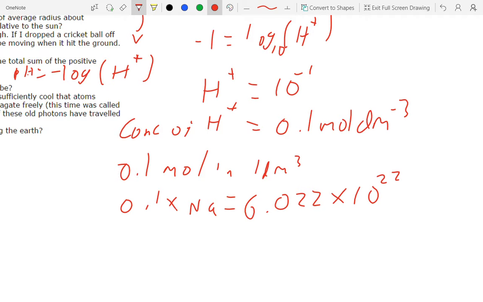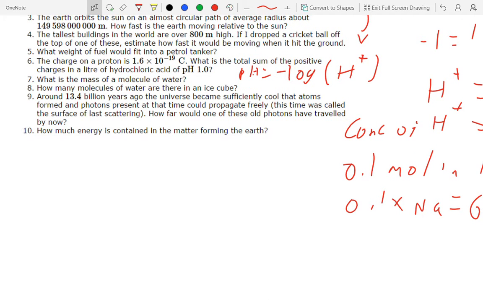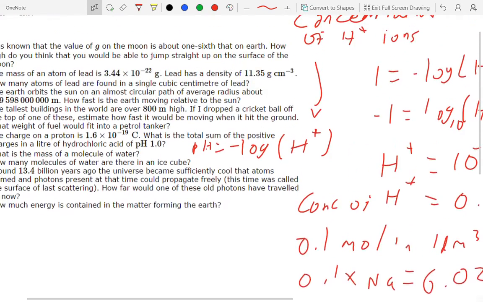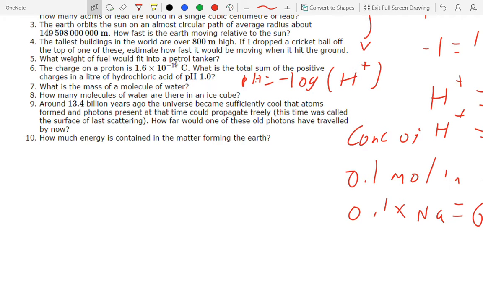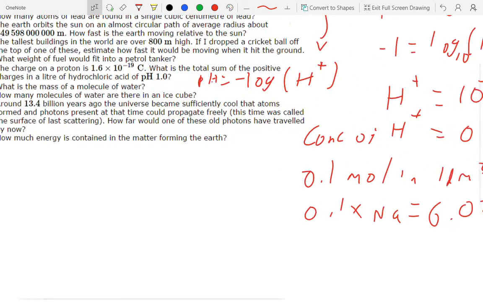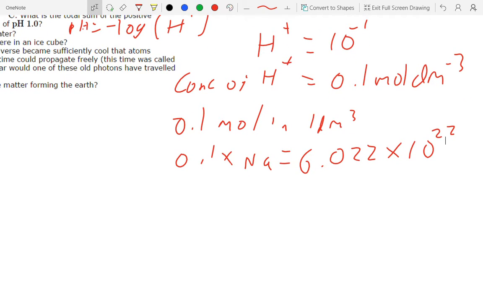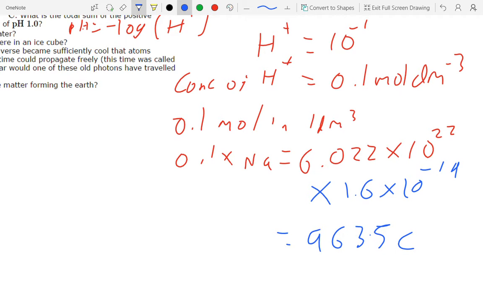So we've got this as the number of hydrogen ions, and then we're told the charge on the proton is 1.6 times 10 to the minus 19. Well, we're not told, but we know that hydrogen is a single proton, so we multiply this number by the charge of the proton, because each of these has the charge of a proton. We multiply that by 1.6 times 10 to the minus 19, and that gets us 9,635 coulombs, and that's our answer.